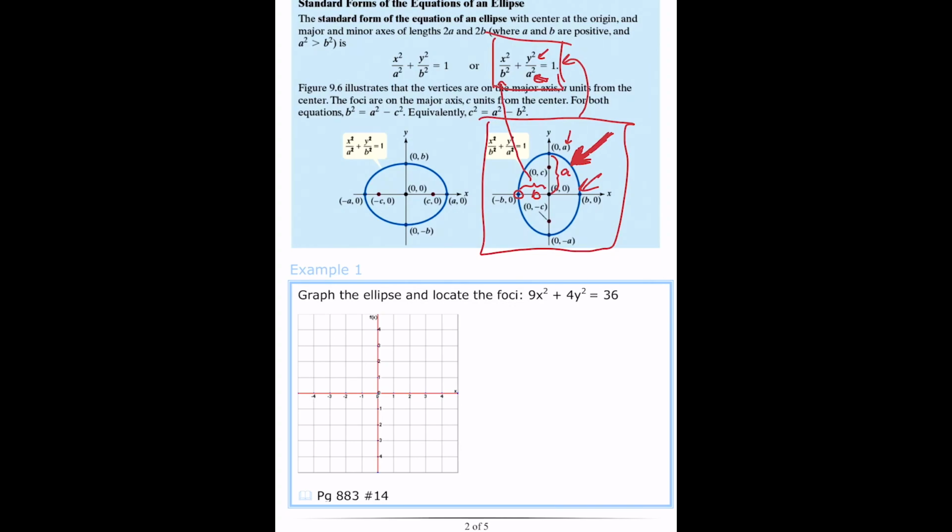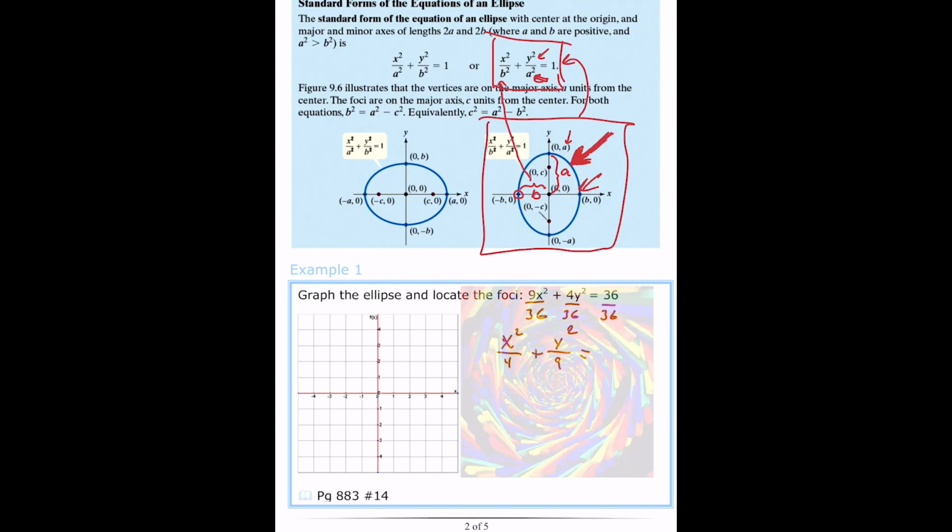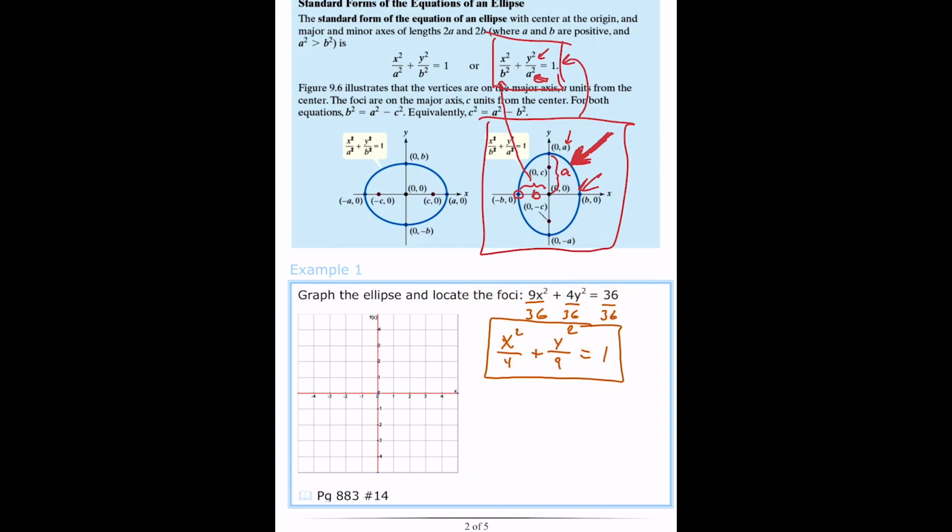So far, this equation right here does not look exactly like either of the two equations at the top of this page. We're going to have to take this equation and divide the entire thing by 36 so that the right-hand side of the equation becomes a 1. So let's do that. We'll divide this by 36, then this term by 36. We're distributing our division right away. 9 over 36 reduces to 1 over 4, so we've got x squared over 4. Plus 4 over 36 reduces to 1 over 9. The 36 divided by 36, anything divided by itself is 1. Great. We now have the equation for our ellipse.